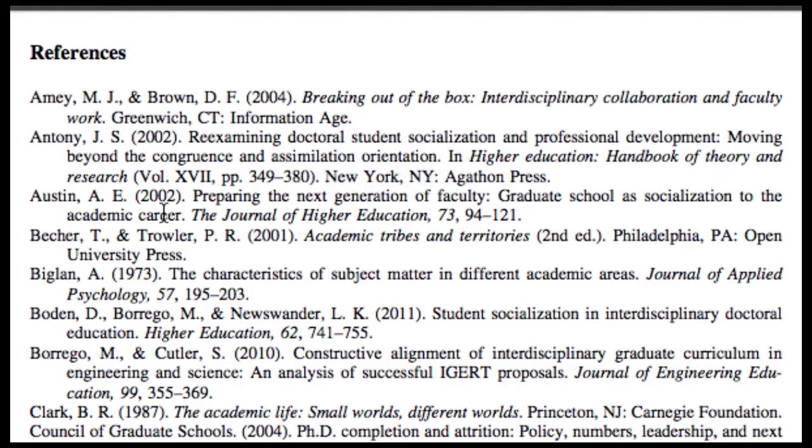But then if we look at this third citation down by Austin, this is an example of what a journal article looks like. We have an article title, we have a journal title, we have a volume number, we have page numbers. What we don't have is the geographical location or the publisher that published the item.